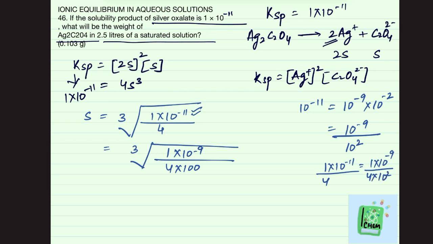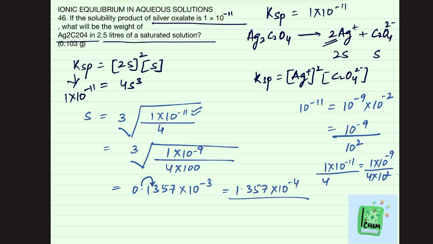Now when we solve this, the cube root value comes to 0.1357 multiplied by 10 to the power minus 3. Shifting this decimal one place to the right, the value becomes 1.357 into 10 to the power minus 4. So this is the value of solubility, and this is the concentration of silver oxalate in moles per liter. So the concentration of silver oxalate is 1.357 into 10 to the power minus 4 moles per liter.